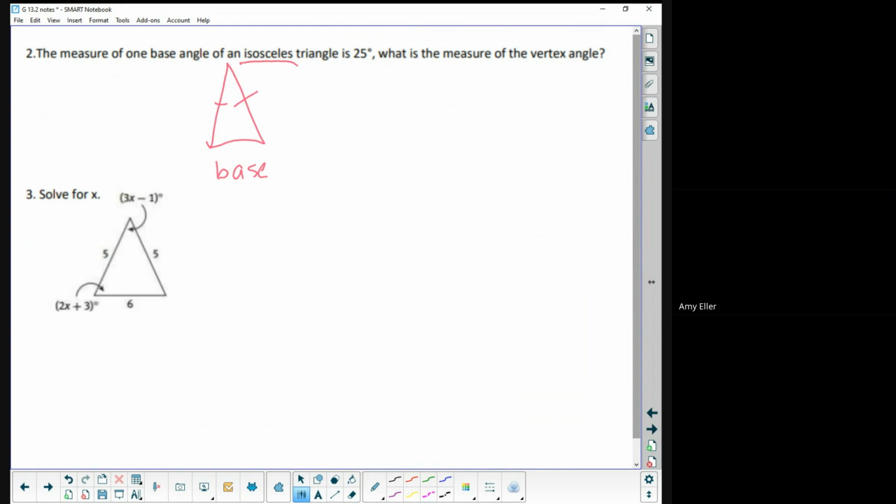All right, let's see what the problem tells us. The measure of one of the base angles is 25. So here's a base angle, and here's a base angle, and one of them is 25. If one is 25, what's the other one? 25. They're always the same if it's isosceles. We want to know the vertex angle, so that's our only unknown.